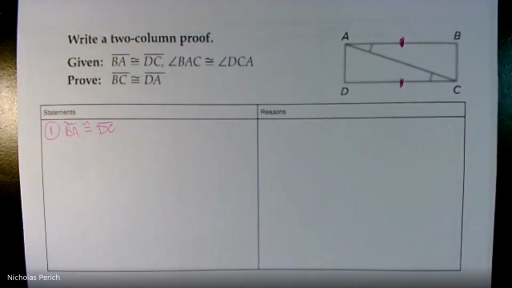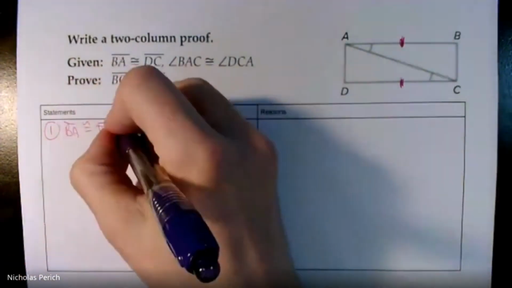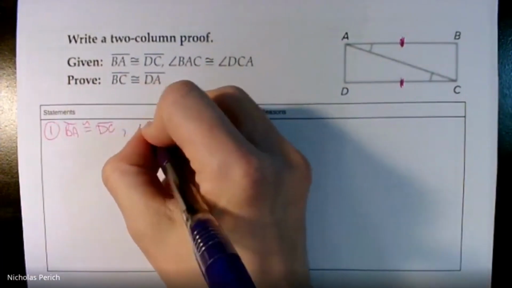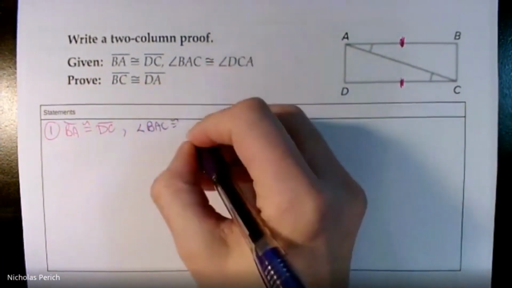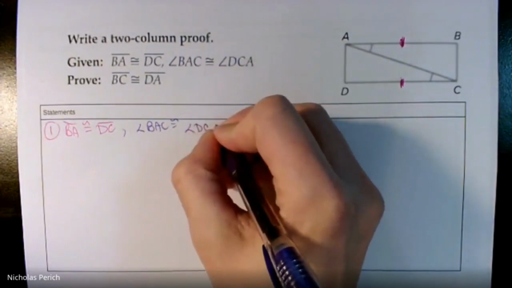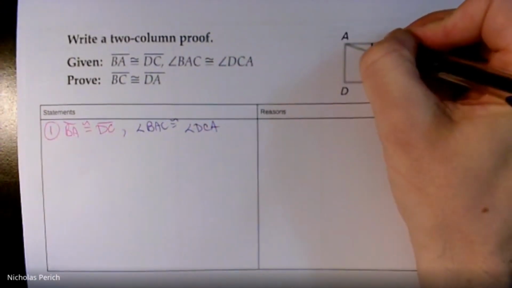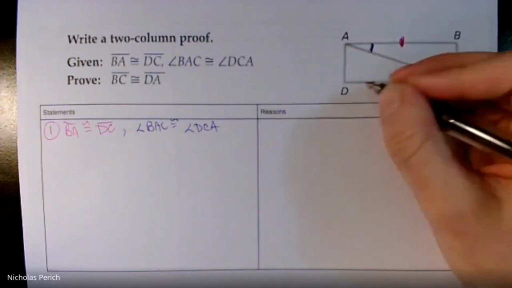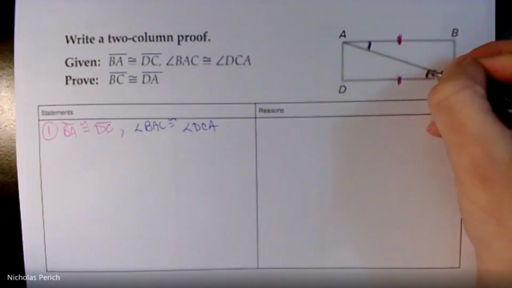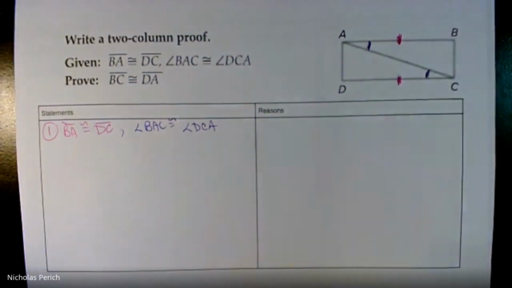I'm also given that angle BAC is congruent to angle DCA. That's BAC, this guy, and DCA is this guy. Okay? So this is what I have so far.